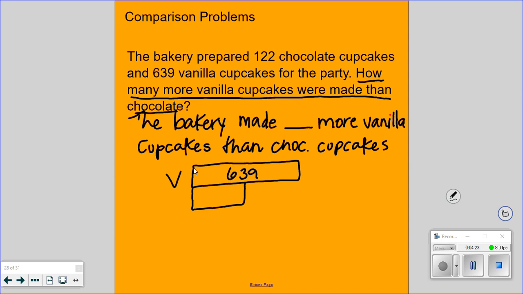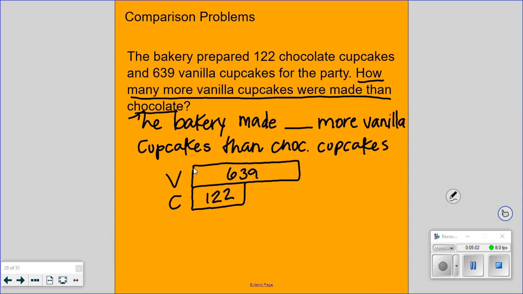Next to that bar, I'm going to put a C. Alright, why do you think I put a C next to that bar? Stands for chocolate. There were only 122 chocolate cupcakes made. As the bakery was making these cupcakes, there was a time when they had exactly the same number. Can you find that time when they had exactly the same number? It sounds like I'm asking for a time, but really I'm asking for the line of equality.